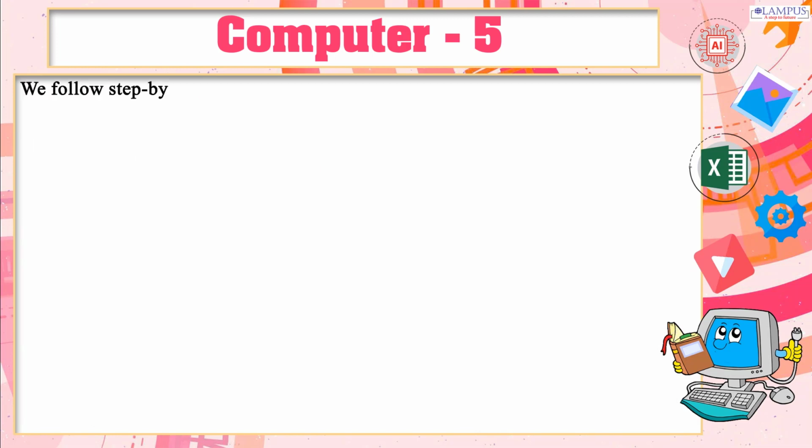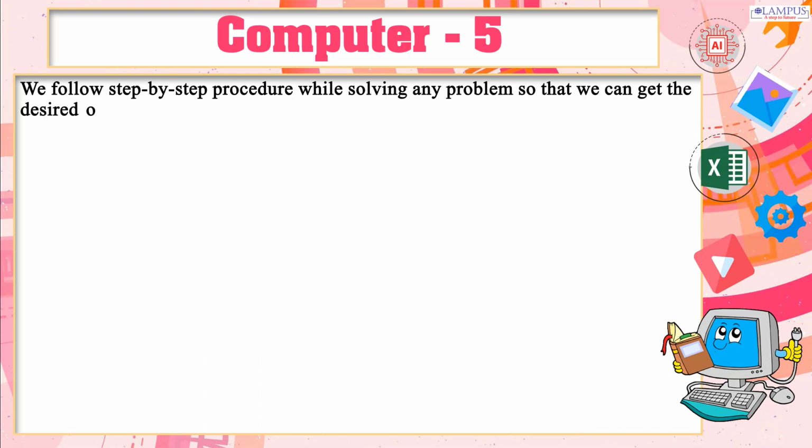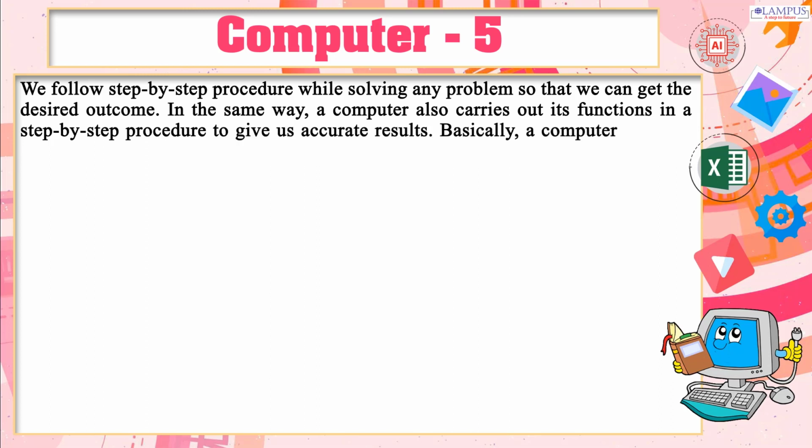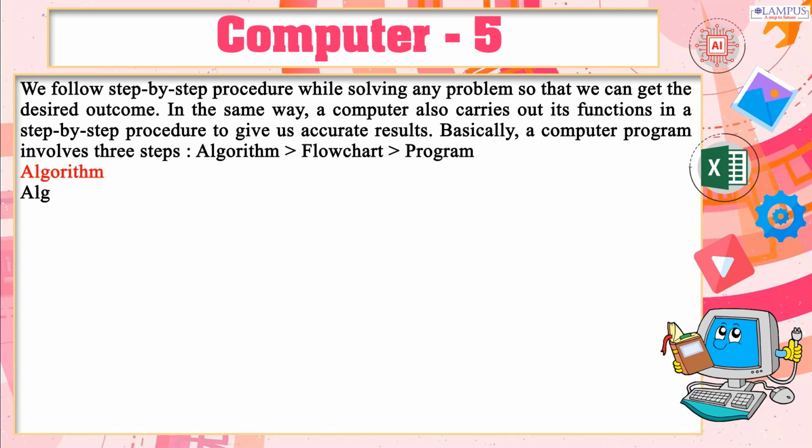We follow a step-by-step procedure while solving any problem so that we can get the desired outcome. In the same way, a computer also carries out its functions in a step-by-step procedure to give us accurate results. Basically, a computer program involves three steps: algorithm, flowchart, program.